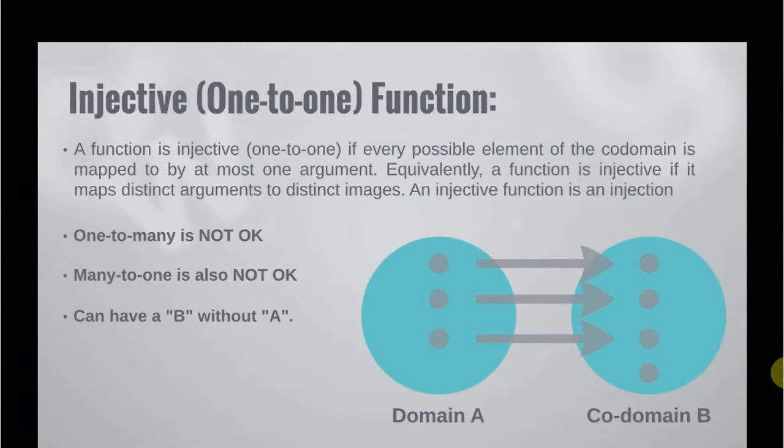First, an injective function is also called a one-to-one function. The function states that if x1 is not equal to x2, then f(x1) should not be equal to f(x2). It means that every member of A has its own unique matching member in B, as it is a one-to-one function. One-to-many or many-to-one is not okay in this function, but in this function, we can have a B without a matching A.